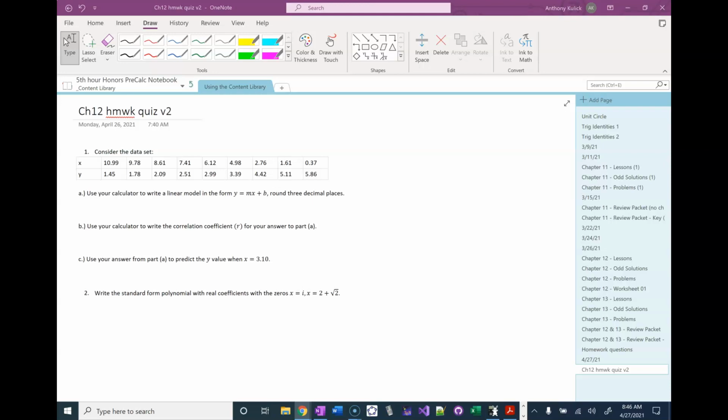And you shouldn't have to do that again unless you have your calculator reset. But the default is not to have those on. So if you ever need to turn them back on again, that's how you do it. Thank you so much. Of course.